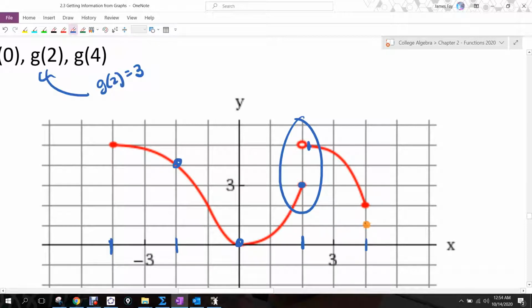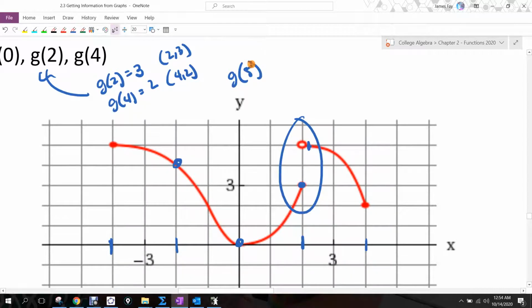Question was g of 4. G of 4 would be a height of 2. So again, I'd have the ordered pair (2, 3) from this, and from this, I'd have (4, 2).